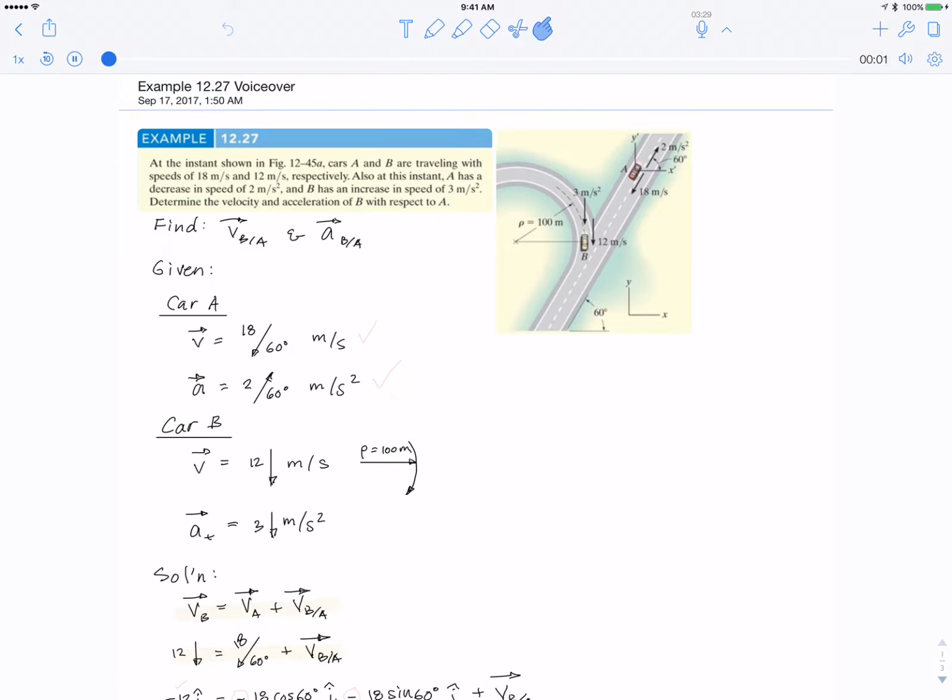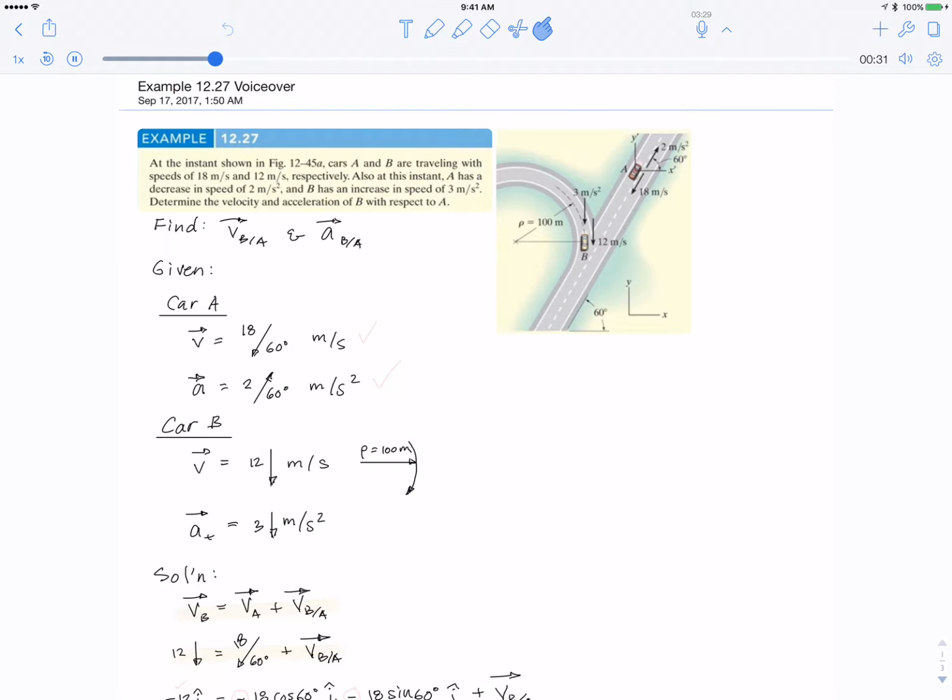So here's our last relative motion problem. It's a very typical problem. You have two cars. Car A is going at 60 degrees from X, and car B is going straight down in Y. But car B happens to also be traveling in an arc, and so there will be a normal acceleration. And so we're given everything for car A.